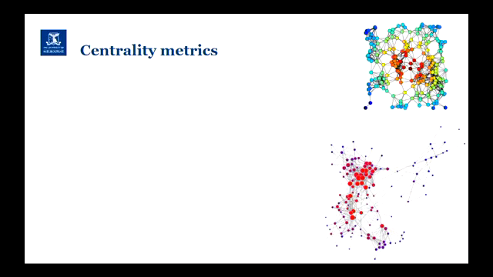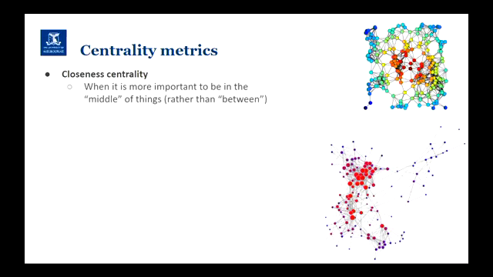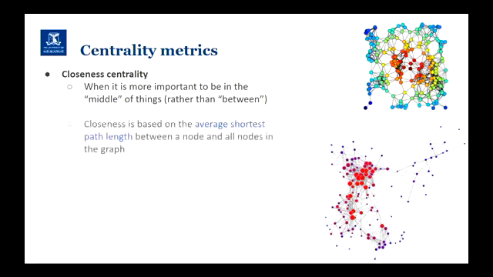And another metric that is also global is closeness. So sometimes it's more important to be in the middle rather than in between. So that's the main conception behind closeness. So instead of being part of shortest paths, with closeness, I want to say this node is important if its average distance to the rest of the nodes is as small as possible.